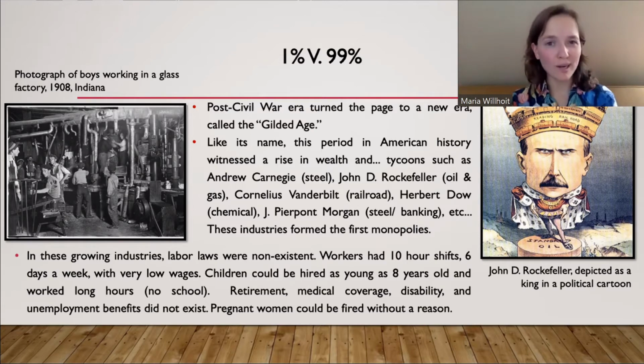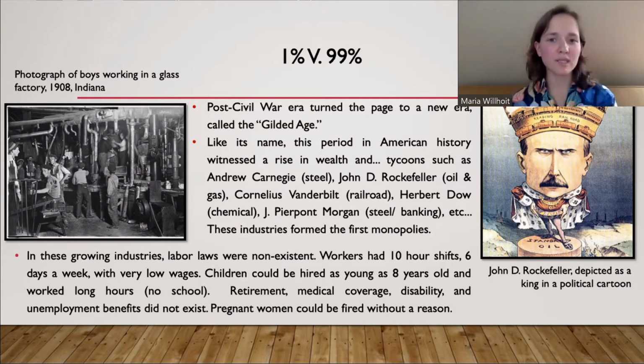We have Andrew Carnegie, who is a huge owner and producer in steel. We have John D. Rockefeller, who is oil and gas, and he starts to own railroads, actually. We have Cornelius Vanderbilt, a railroad owner. We have Herbert Dow, who is actually the creator of Dow Chemicals. Very important. You use a lot of chemicals in industries and factories. We also have J. Pierpont Morgan, whose company later becomes J.P. Morgan Chase Bank. He does steel and banking.